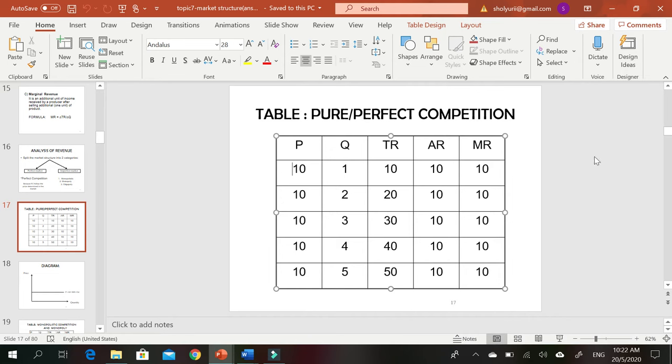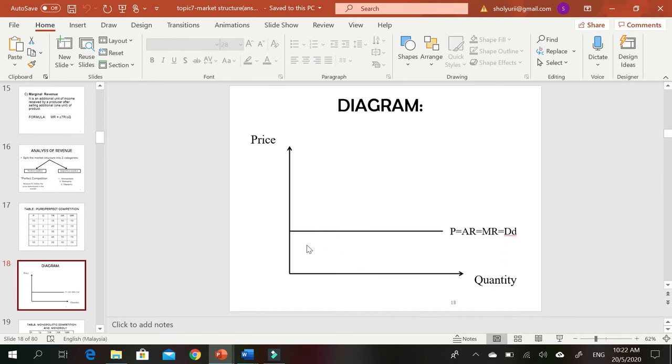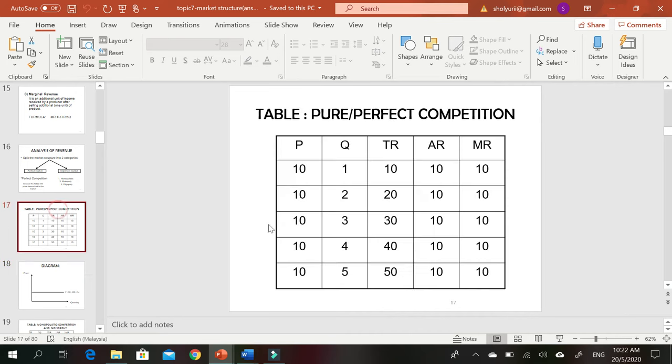Tips dia lagi, untuk MR pun tak perlu kira. Dia akan follow nilai P juga. Because dia cuma ada satu curve sahaja. P equals to AR equals to MR equals to demand. Okay? If for example, dia bagi P equals to 5, 5 belaka. So, TR of course you kena kira. Tapi untuk AR, semua akan jadi 5. Untuk MR pun, everything will be 5.